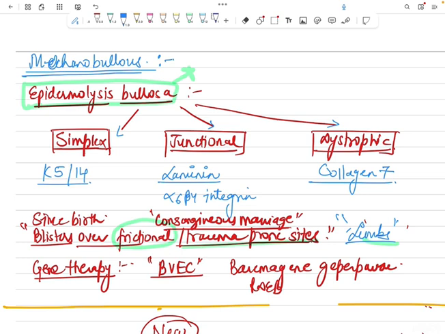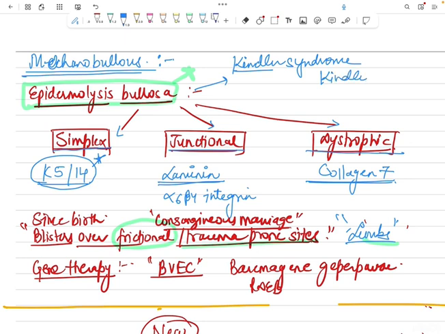They develop. So it can be of three types, as you all know: simplex, junctional, and dystrophic. The molecule involved, the gene defect is in keratin 5/14, laminin, collagen, and if you also want to remember, Kindler. Kindler syndrome is also a type of EB, and the gene defect is kindlin or fermitin. Okay, this is how it is. You need not go deep into it.